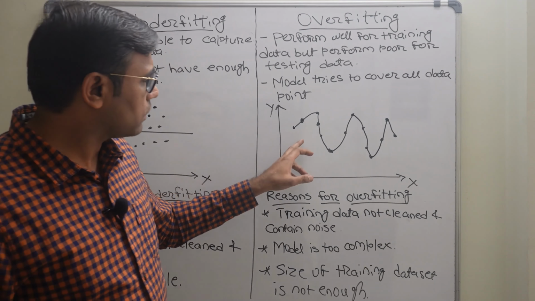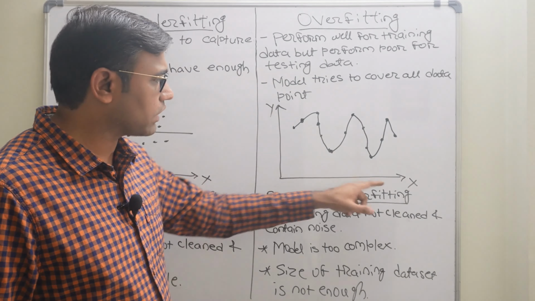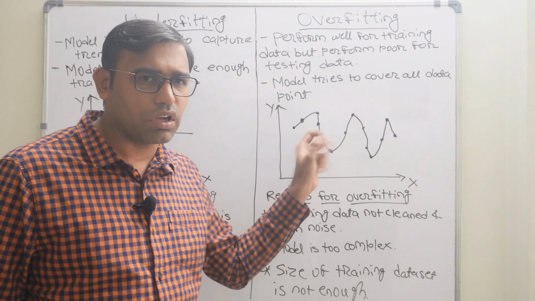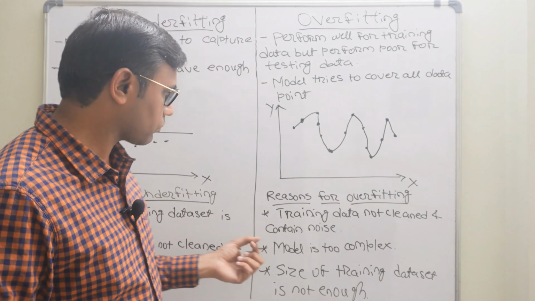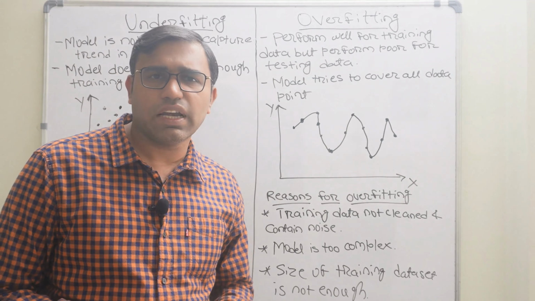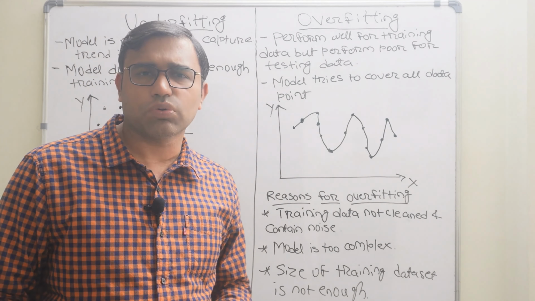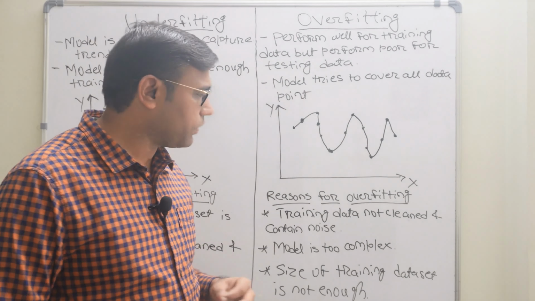Here, y is the dependent variable and x is the independent variable, and it is trying to cover all the data points. So what is the reason? Here the model is overtrained, and sometimes it will try to capture the noise. So that's why overtraining is the main cause of overfitting.